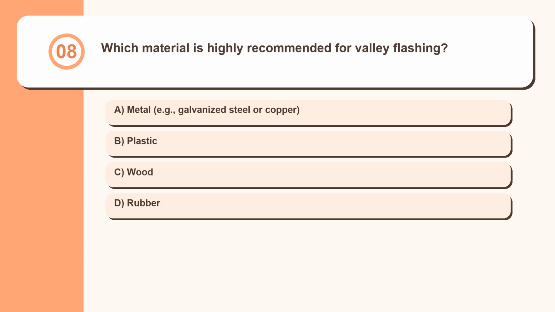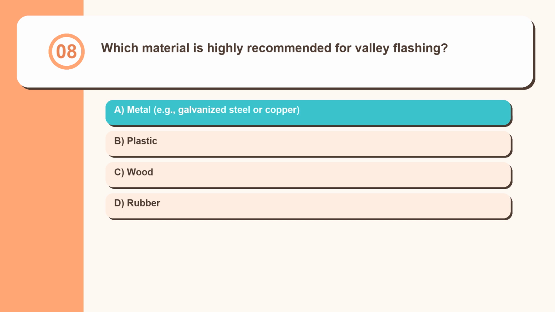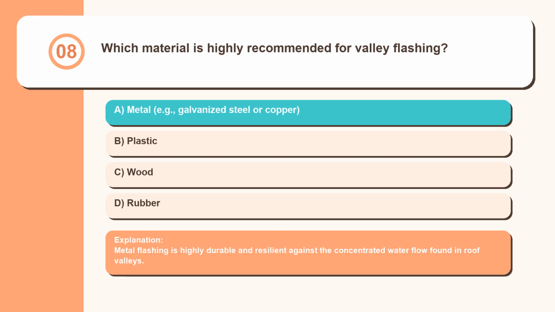Question 8. Which material is highly recommended for valley flashing? Metal, example galvanized steel or copper. Plastic, wood, rubber. Metal flashing is highly durable and resilient against the concentrated water flow found in roof valleys.